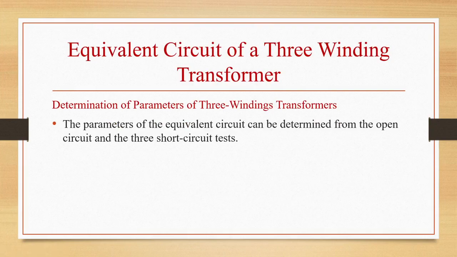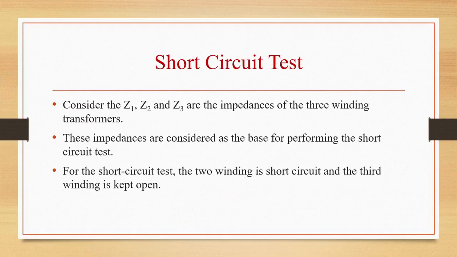Now let us see the determination of parameters of three winding transformers. Parameters of the equivalent circuit can be determined from the open circuit and three short circuit tests. So we are going to conduct open circuit and short circuit tests here. So let us first see the short circuit test. Consider the three impedances of the three winding transformer, that is Z1, Z2, Z3, and these impedances Z1, Z2, Z3 are considered as the base for performing the short circuit test.